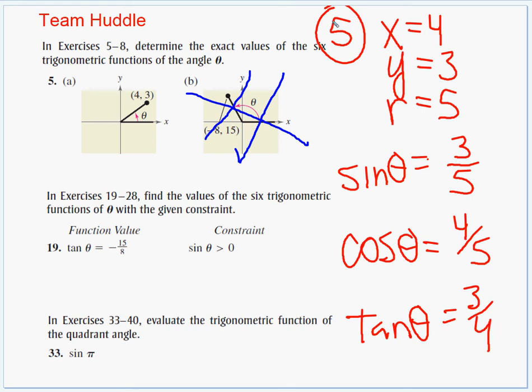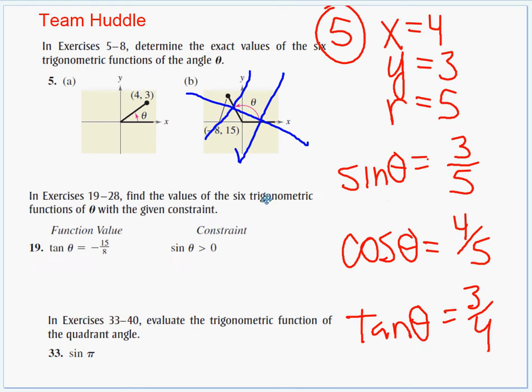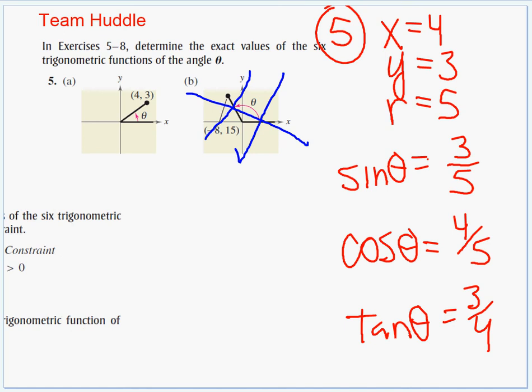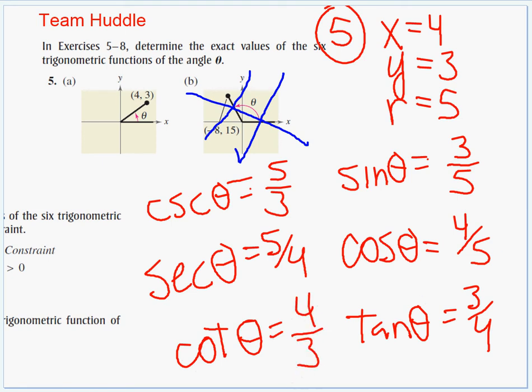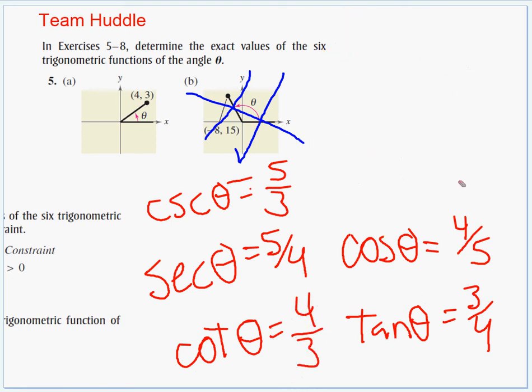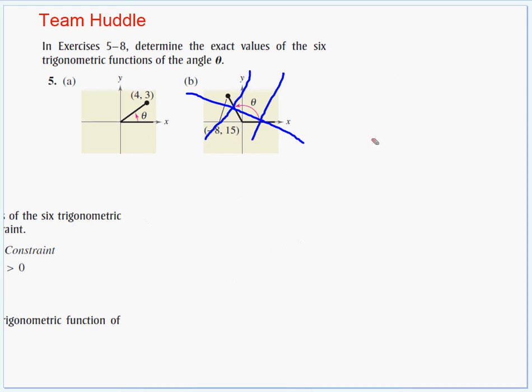Now they did ask for all 6, so we can just do our reciprocals. If we flip over sine, we get cosecant. That will be 5/3. If you flip over cos, you get secant. That will be 5/4. And then tan flips over to cotan. That will be 4/3. There's all 6 of our values just based on that point and our r distance.